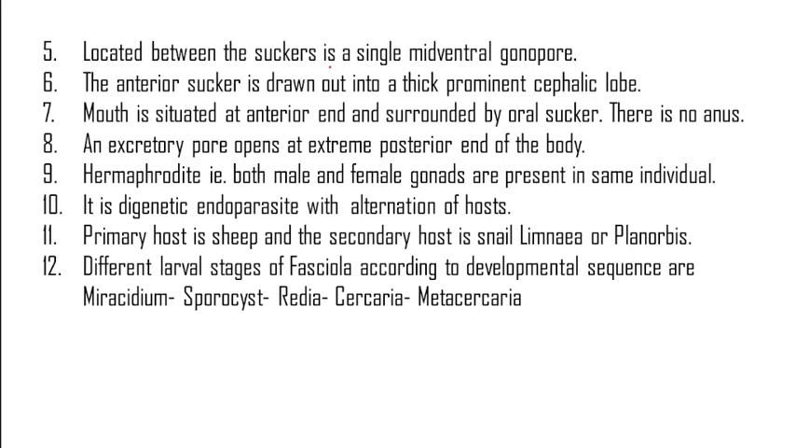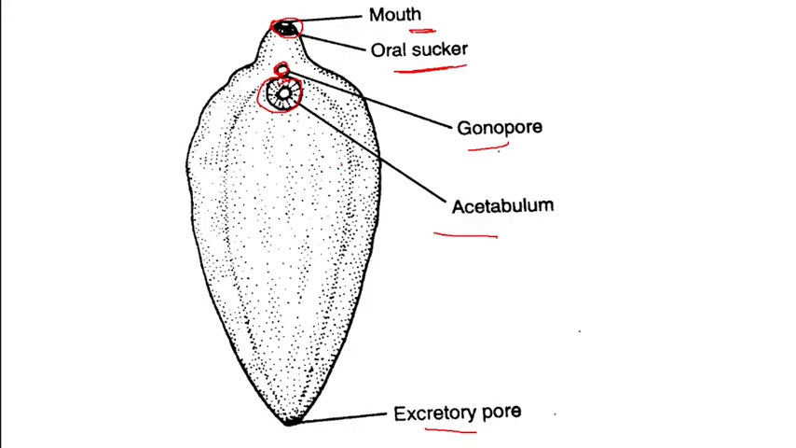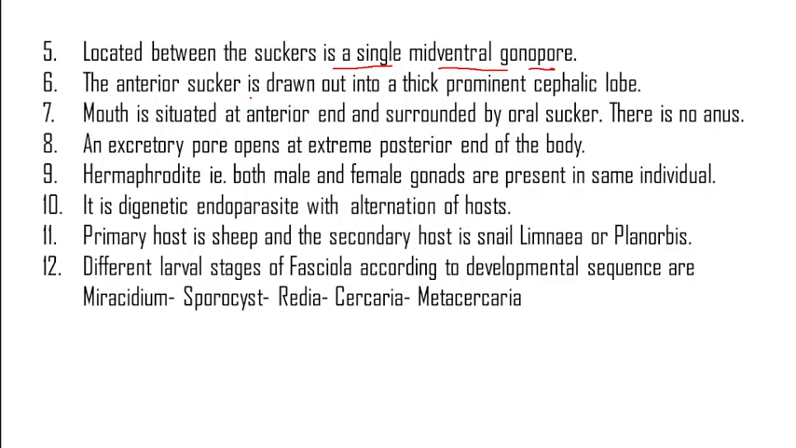Located between the suckers is a single mid-ventral gonopore. हमने देखा था ना, oral sucker और ventral sucker, anterior और posterior, दोनों sucker के बीच में यहाँ पे gonopore present होता है. The anterior sucker is drawn out into a thick prominent cephalic lobe. Mouth is situated at anterior end and surrounded by oral sucker. There is no anus. An excretory pore opens at extreme posterior end of the body.